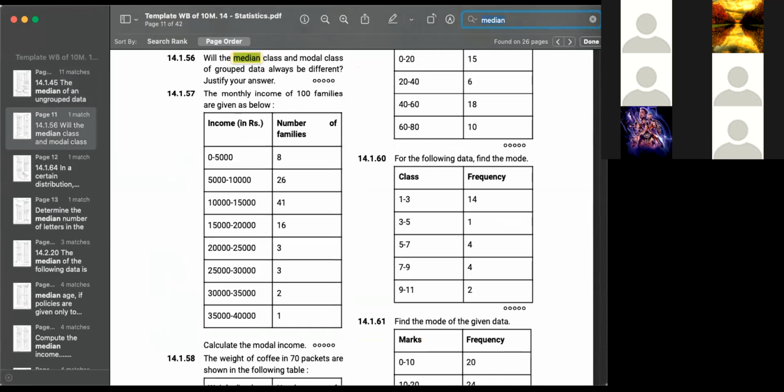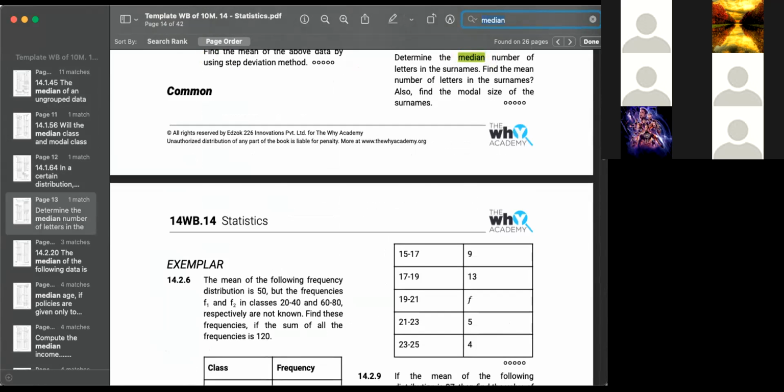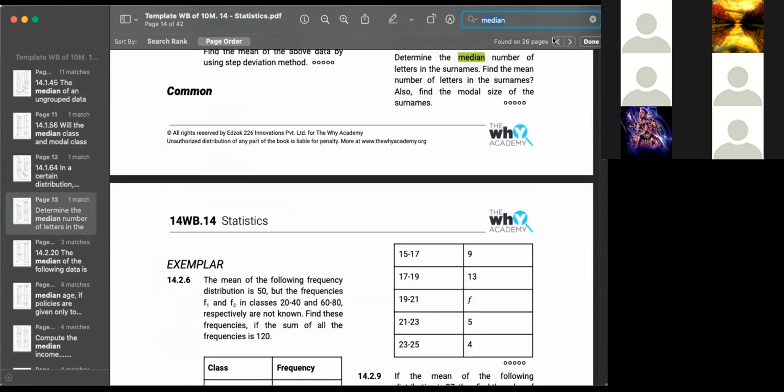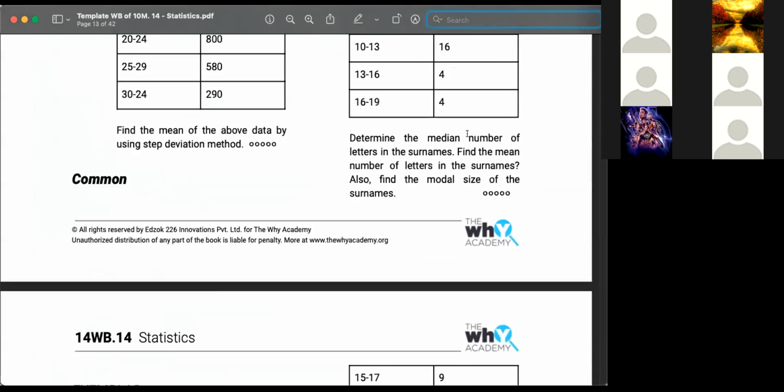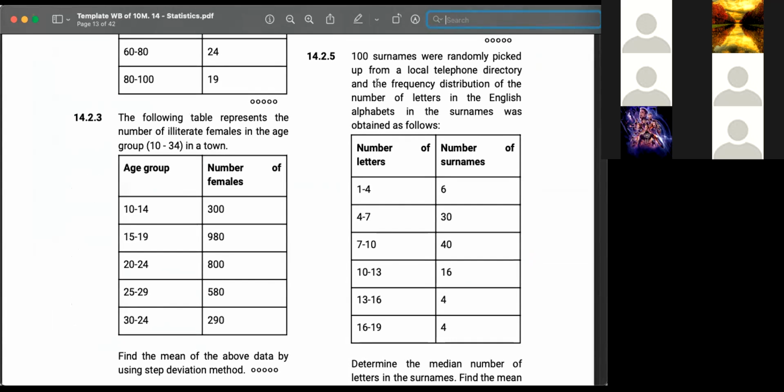Mom, just give us any table. Now again, I don't want the calculation to get extremely complicated. Found it. Look at Ma'am, what about 14.2.22? 14.2.5.